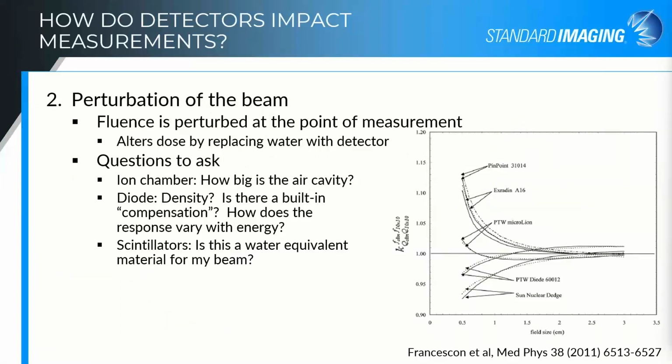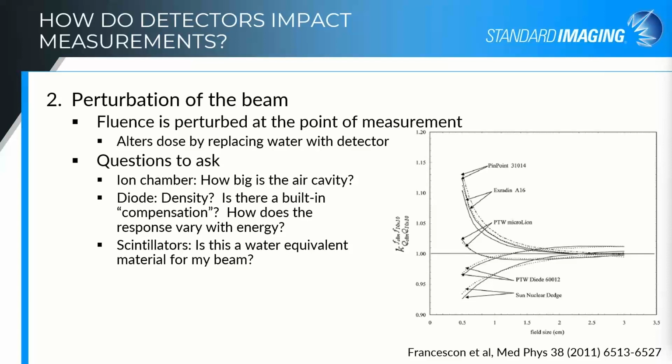The second way that your detectors affect the measurements that you're making is by changing the interaction of the radiation right there at the point of measurement. So you're perturbing your beam, changing that dose deposition by putting something in the field. You're altering that dose by replacing the water with your detector. So depending on the detector that you're using, for an ionization chamber, it depends very much on how large that air cavity is. If it's a diode, the higher density of the diode affects the measurement.